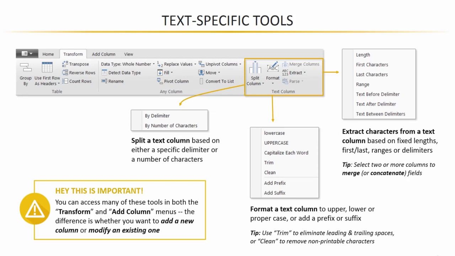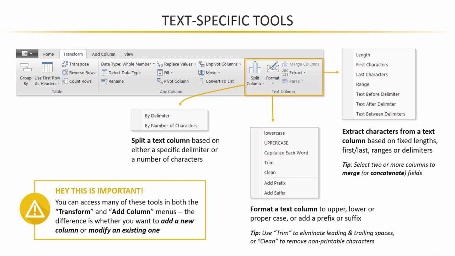So what I want to talk about now is the difference between transform and add column, because this is something that confused me for longer than I care to admit. What I was noticing was that the same tools, in fact, the same identical sets of tools, kept popping up in different places. And for the longest time, I just thought this was really confusing and redundant until I realized that the outcome is completely different depending on where you select that tool.